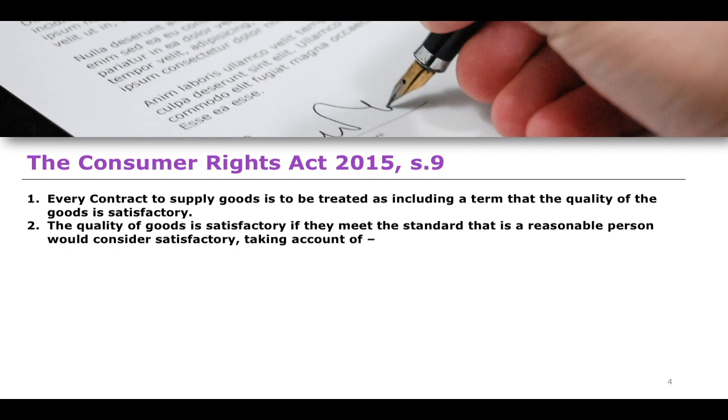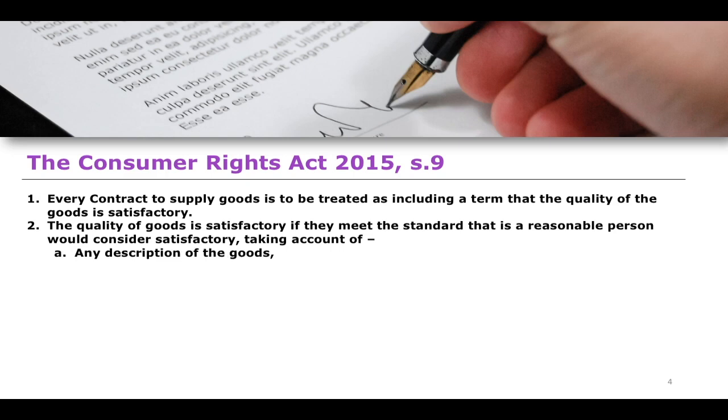So the implied nature of the term comes from subsection 1 of section 9, and then subsection 2 of section 9 gives us the definition of what we mean by satisfactory. It is an objective standard, as we can see here, that a reasonable person would consider satisfactory. But it also allows us to take into account a number of factors which allow a consumer, or a reasonable person, to come to a better conclusion as to how we determine satisfactory quality.